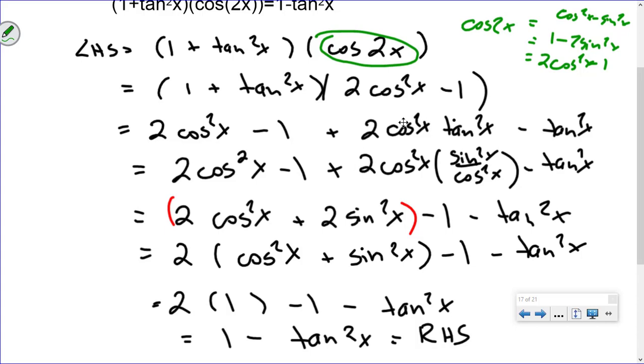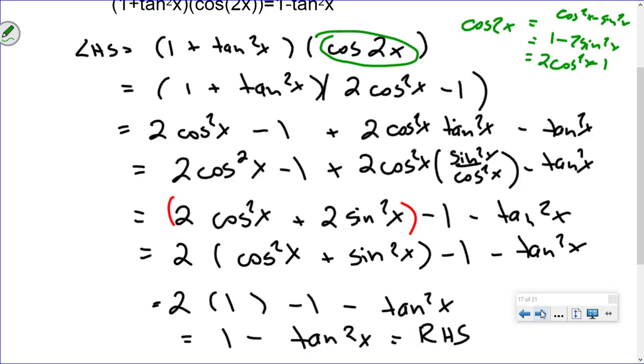So no matter which identity you chose, things would have added and subtracted to cancel out and still leave us with this 1 minus tan squared x. It's just a matter of trying to see which one might be the easiest, or at least having a theory about which one will be the easiest, and then attempting it, and seeing if you can get to your answer from there. Okay? Any other questions?